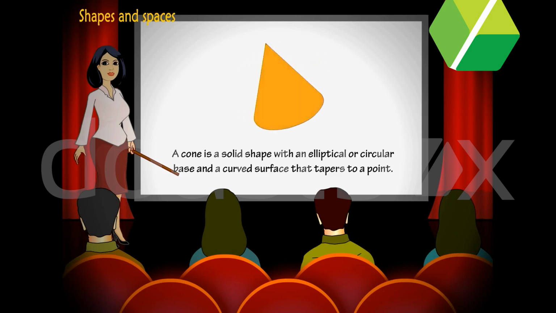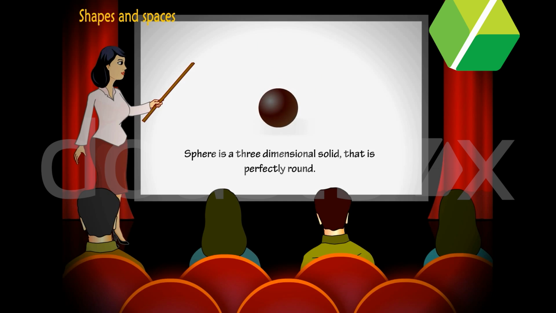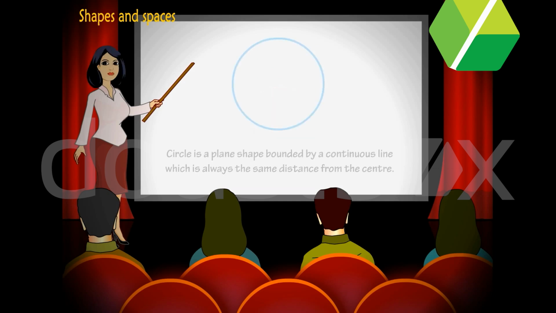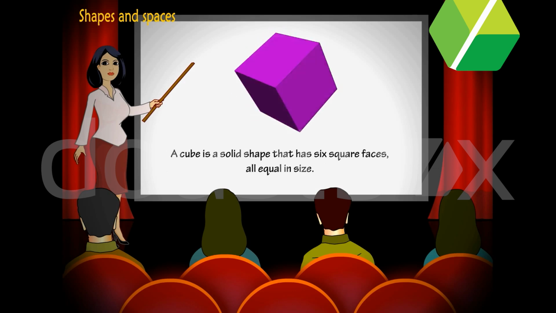A cone is a solid shape with an elliptical or circular base and a curved surface that tapers to a point. Sphere is a three-dimensional solid that is perfectly round. Circle is a plane shape bounded by a continuous line which is always the same distance from the center. A cube is a solid shape that has 6 square faces, all equal in size.